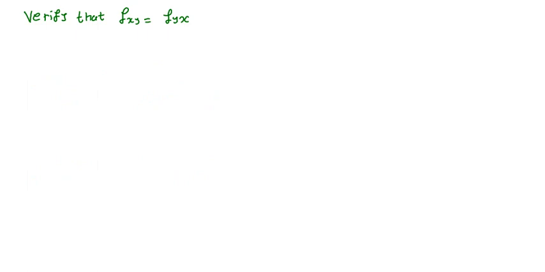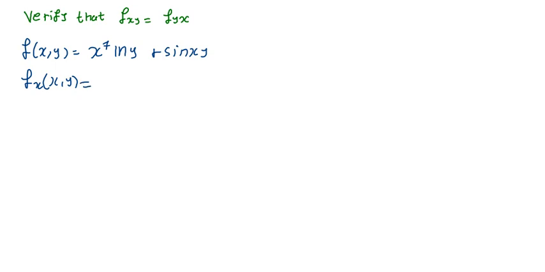Let's say we are given a function f of x comma y, which equals x to the seventh ln of y plus sine xy. First of all, I want to find my fx of x comma y, so I'm finding the partial of that function with respect to x.